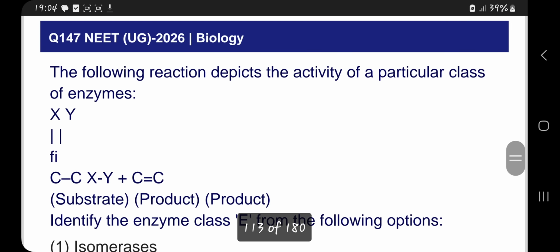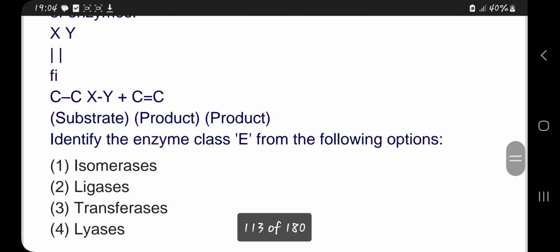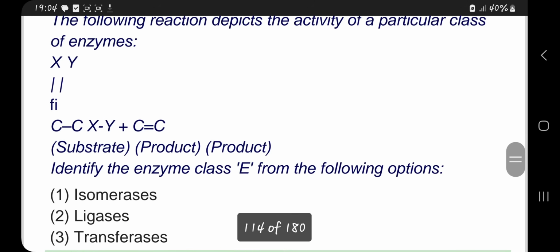The following reactions depict the activity of a particular class of enzyme. So what is that particular class of enzymes? Okay, so the C, C, X, Y plus C double bond, there is a formation of double bond. Substrate, product, and product. Identify the enzyme class E from the following options. Is it isomerases, ligases, transferases, or lyases? The answer is fourth option, lyases.